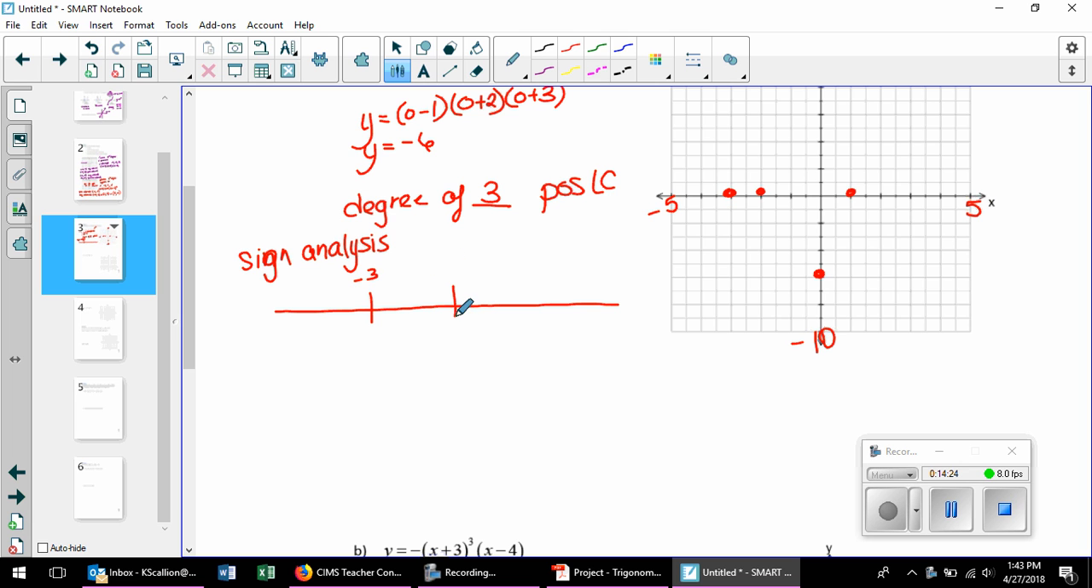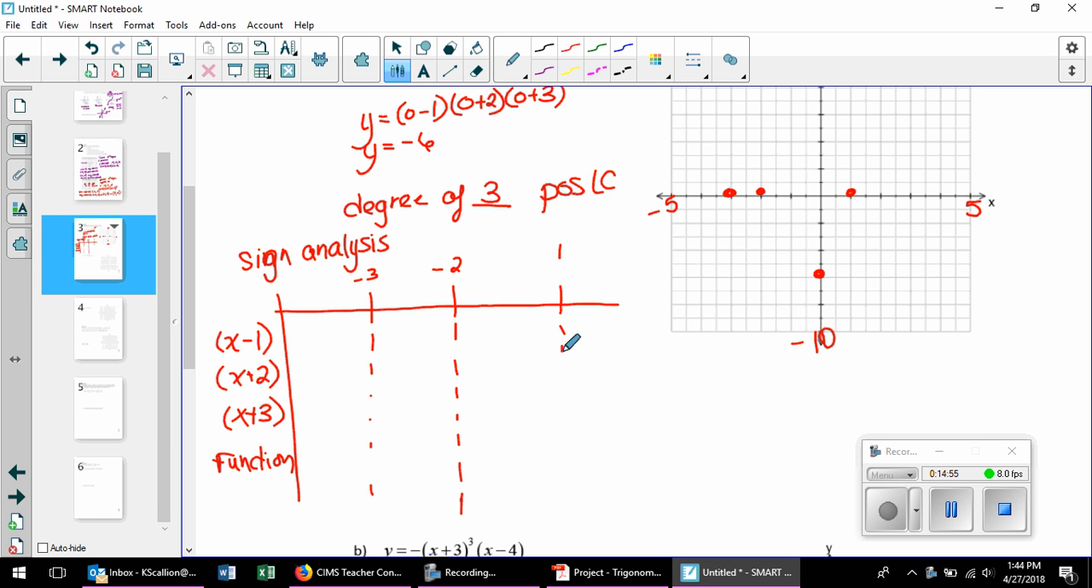-3, -2, and a +1. Over here, I'm going to put my factors. I think you could do a lot of this in your head, but I'm going to show you all the steps because I don't want to skip any, so everybody's got a full and complete table. Okay, so you have 4 sections of this table.